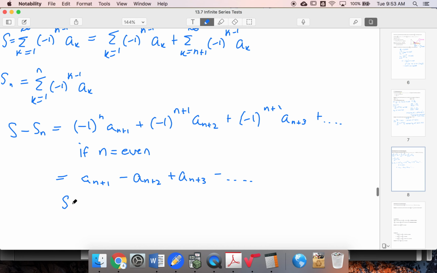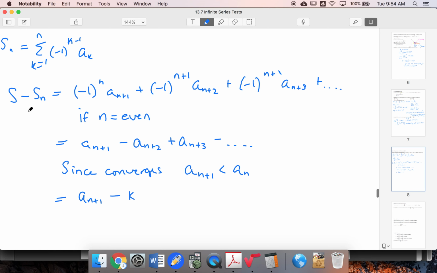Since it's convergent, we know that a to the n plus 1 is less than a to the n. So that tells me that a to the n plus 2 is greater than a to the n plus 3. So this is some sort of negative quantity, and every pair after that will also be negative. So I'm going to end up with a to the n plus 1 minus a whole bunch of negative quantities that I could call k.